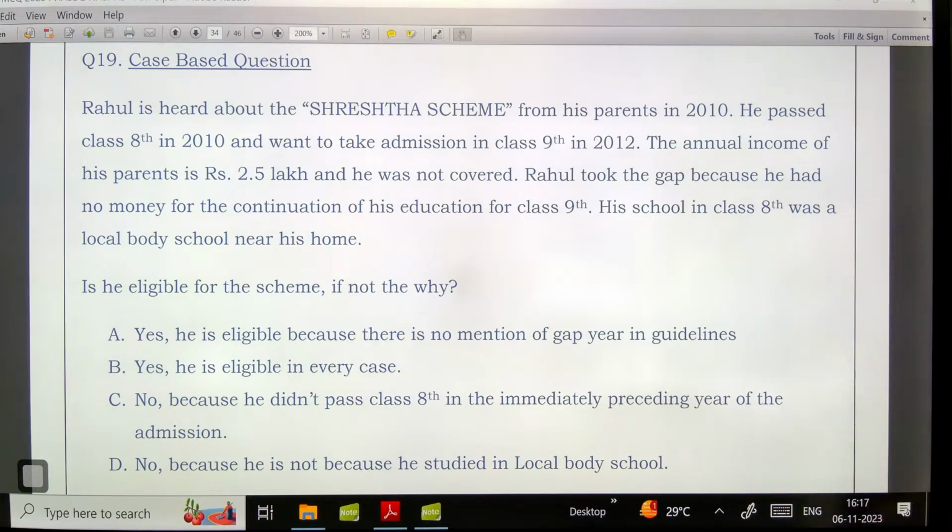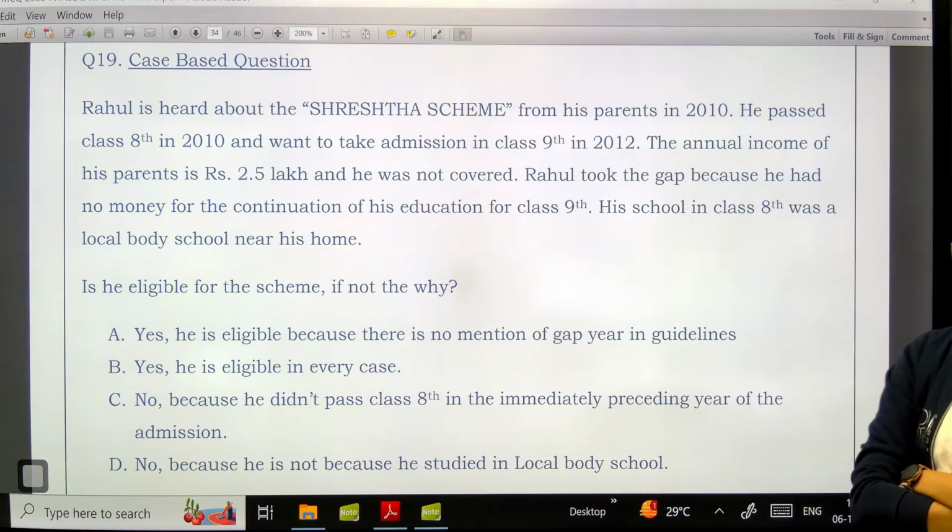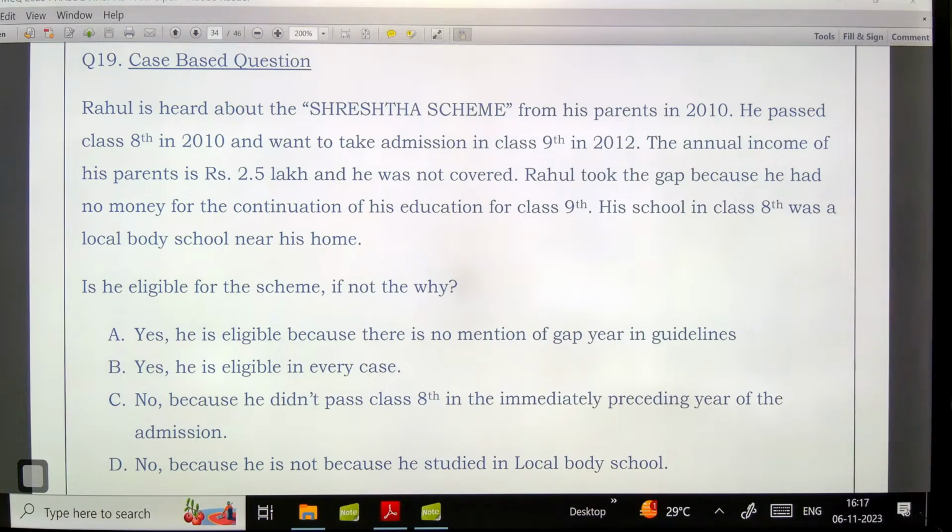And option D says that no, he is not eligible because he didn't study in a local body school, because he studied in a local body school and not in a central government school or state government school. Anukul is saying A. What about others?